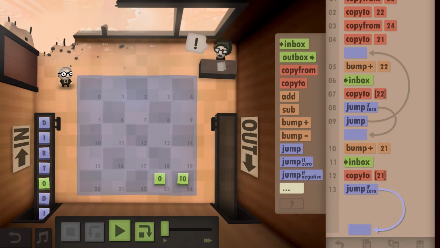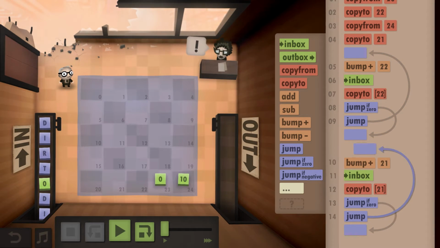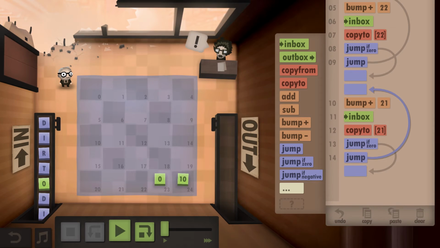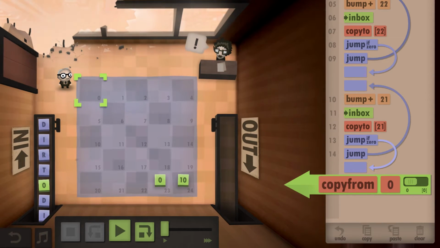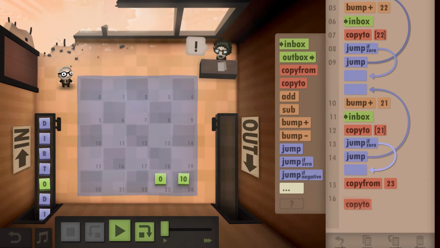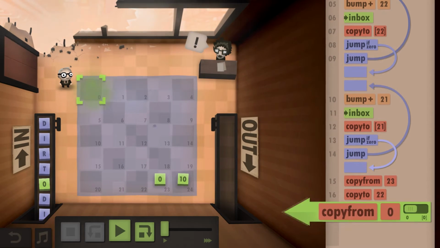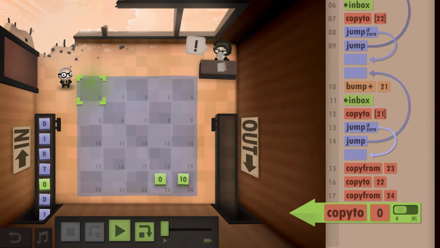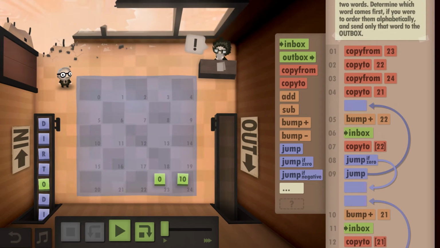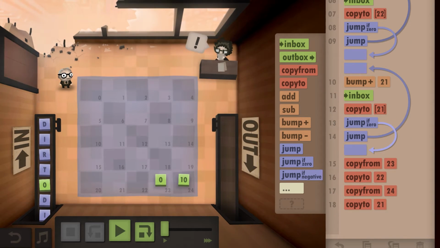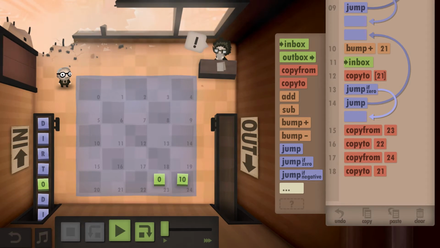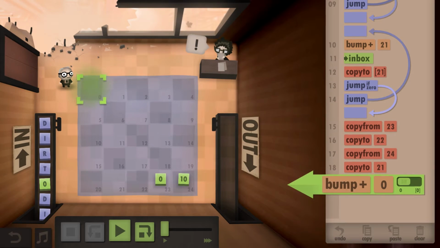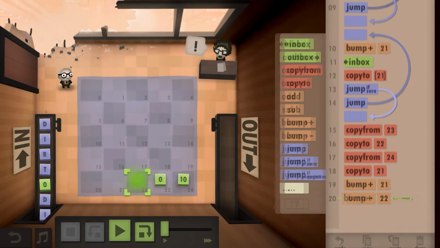If it's 0, we're going to be jumping to the comparing system. So let's see, copy from, let's see, that one. So we're resetting the index values. That's what I did before, is it not? 23 to 22 and then 24 to 21, it is. Alright, so we are now bumping up both that one and that one.